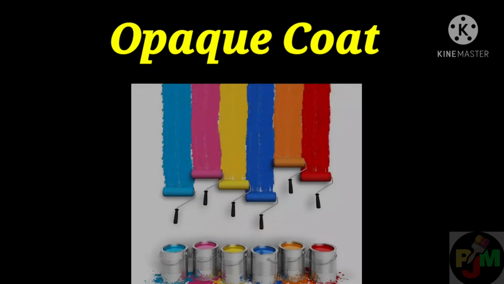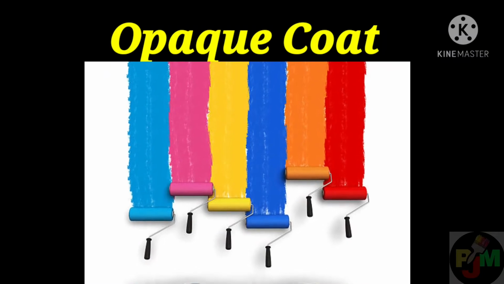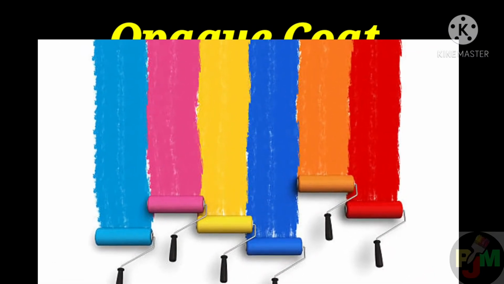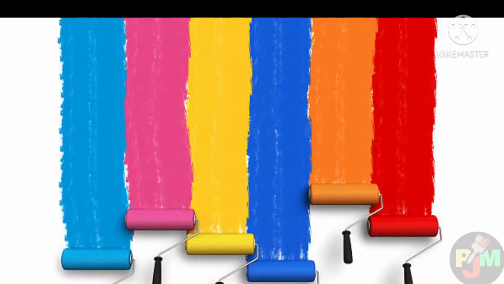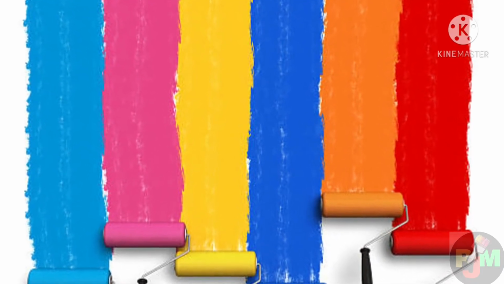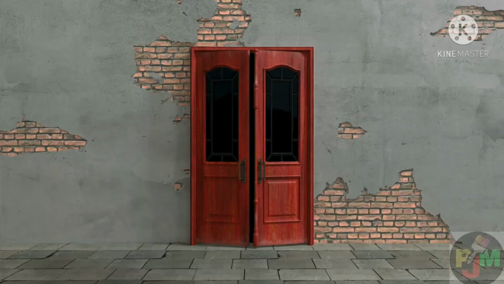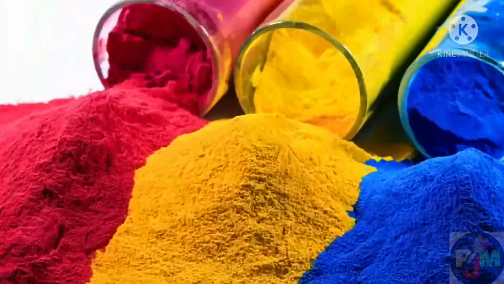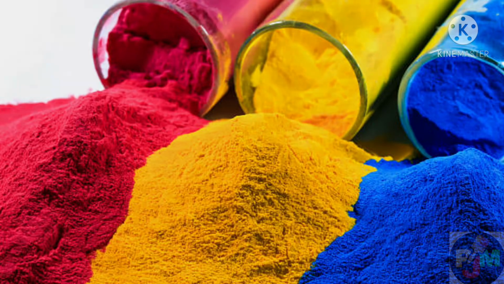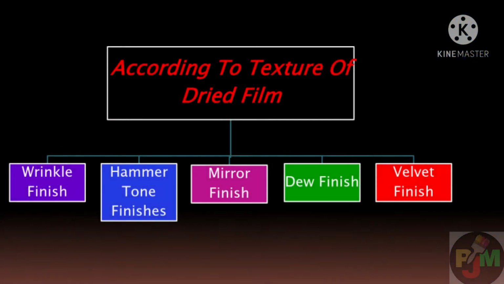Opaque coatings. This is a coating of paint that does not allow light to pass through it, which causes reflection and scattering of light. So, the underneath substrate remains hidden. Opacity is the characteristic property of pigments present in the coating. According to the texture of dried paint film, paint is classified into wrinkle finish, hammer tone finish, mirror finish, dew finish, velvet finish, etc.